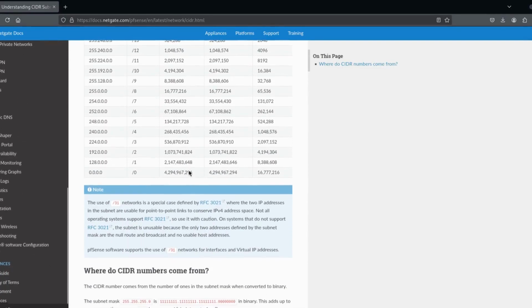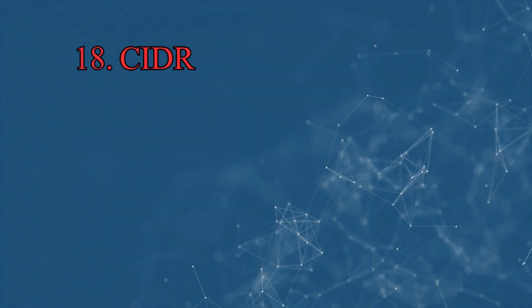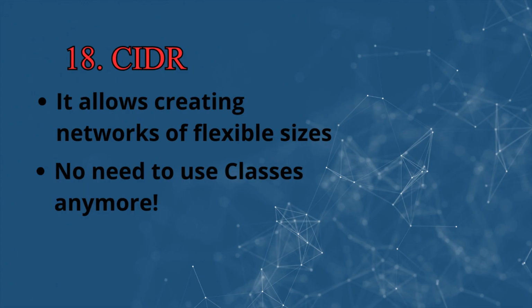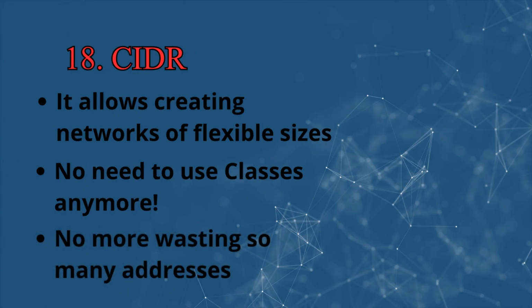I won't go into the detail now of how to calculate all of that. It's only so that you understand that the purpose of CIDR is to allow using a flexible network, so we don't have to be forced to use either /8, /16 or /24. We can use whatever we need. We're not limited. And it's also one of the solutions for the IPv4 exhaustion problem because it doesn't waste as many addresses as the fixed classes used to.